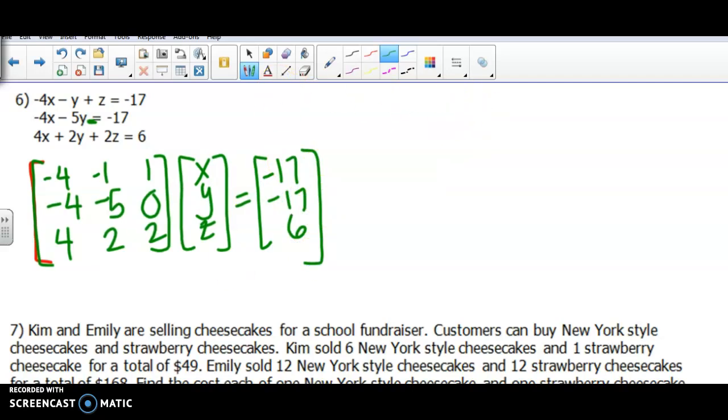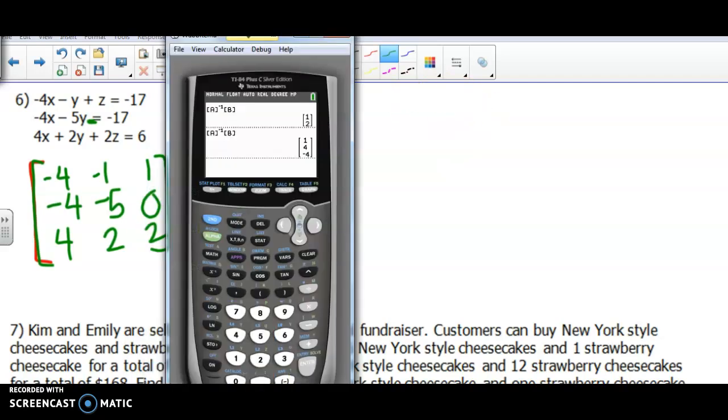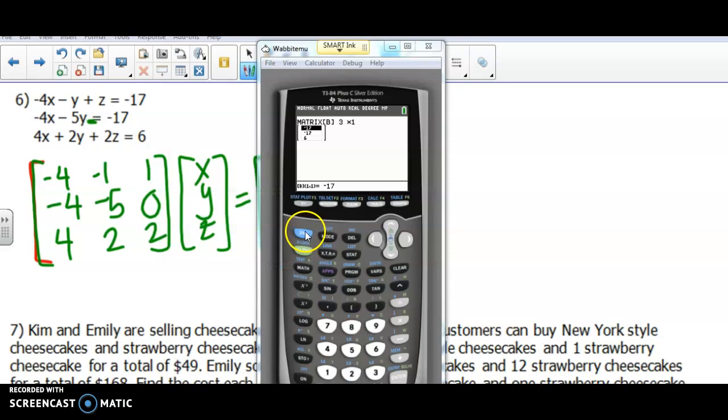Okay, so then go set that up in your calculator. Let's go ahead and try to hit pause and see if we can come back and get the right answer. Okay, so I just finished putting in the B matrix, which is my constant numbers right here, my negative 17, and 6. So I'm going to second quit out of here.